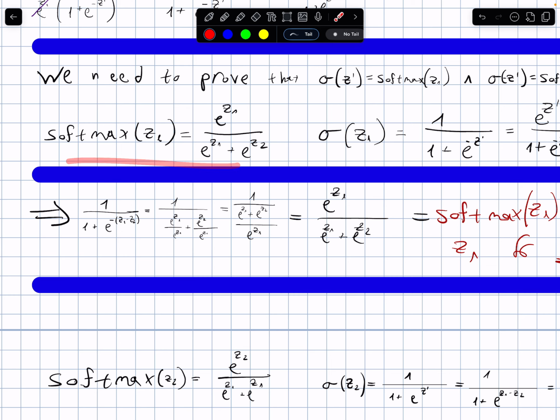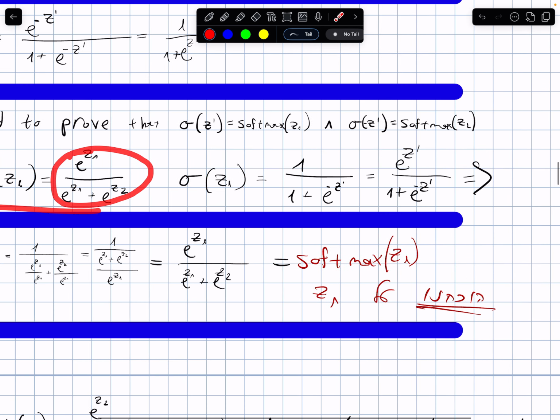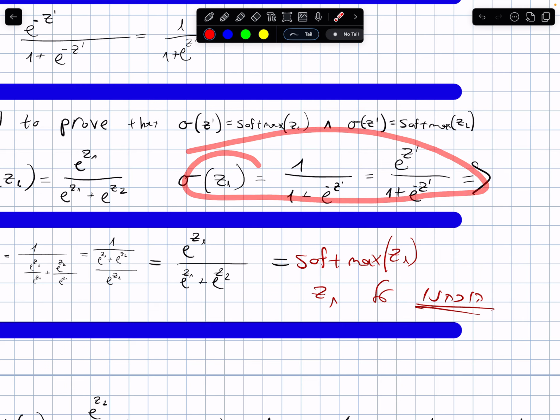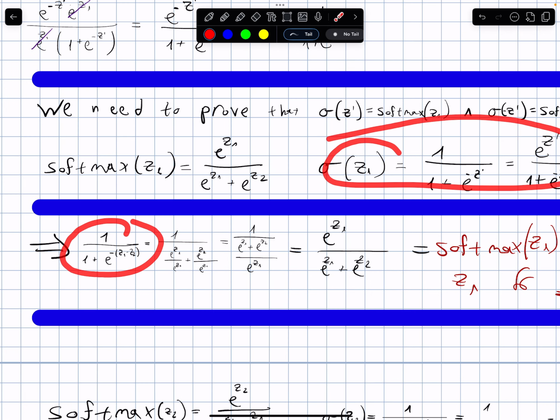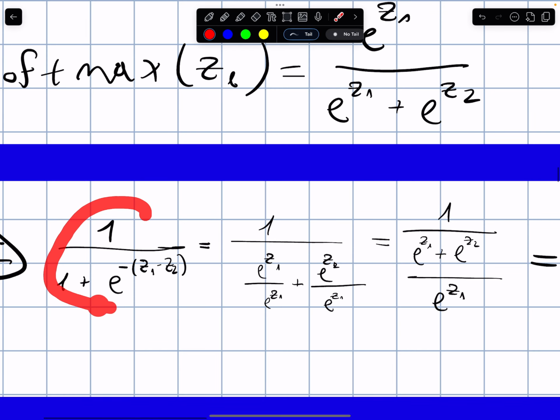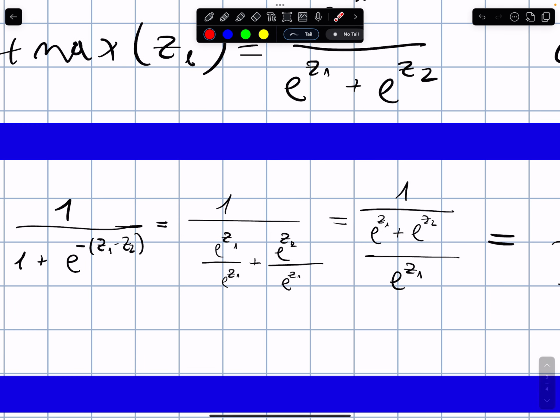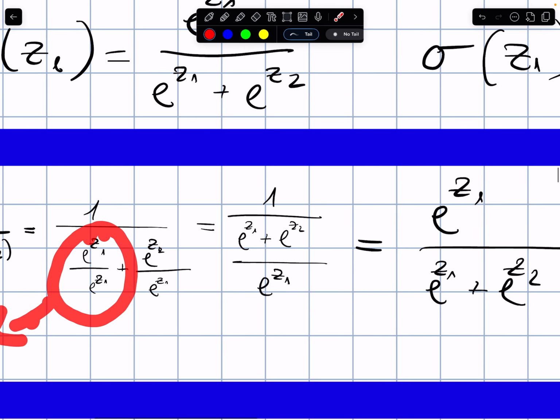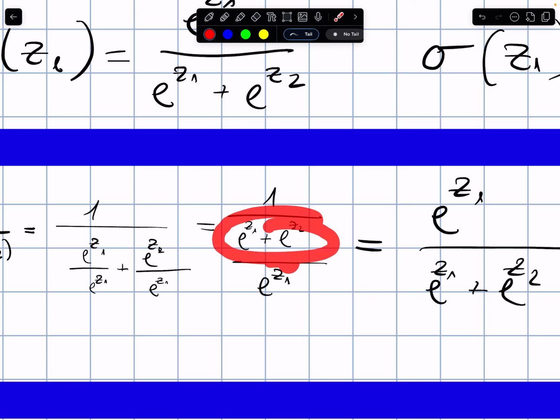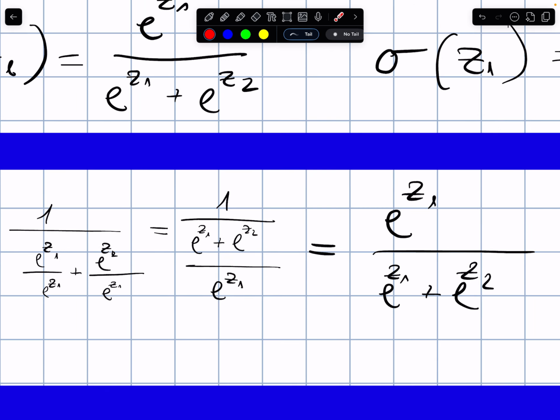So z1, okay, we wrote it, and now I wrote the sigmoid, and now here is this step. So I just opened everything. I opened z1 minus z2, and here is just simple algebra of multiplying 1 by e to the z1 divided by e to the z1. So this is still 1. It's just easier for me. And then I just add them together, and the denominator. And now I can just take this, put it up, and this stays in its place.